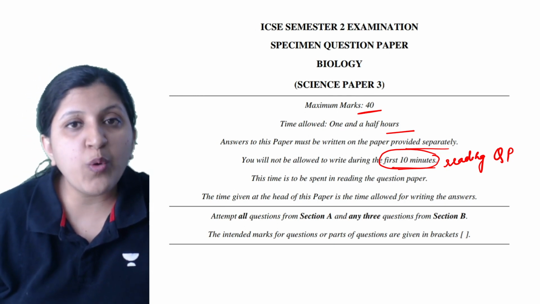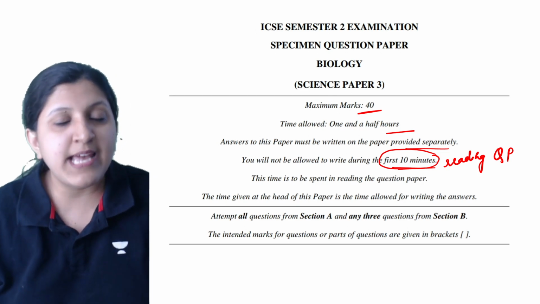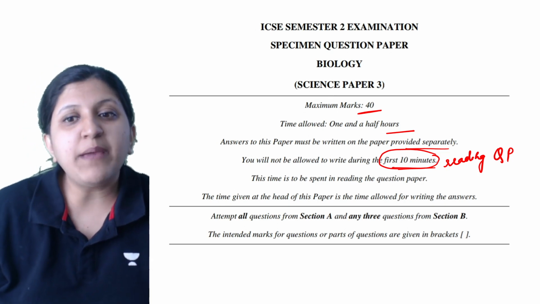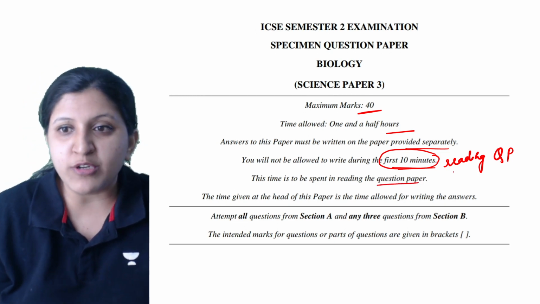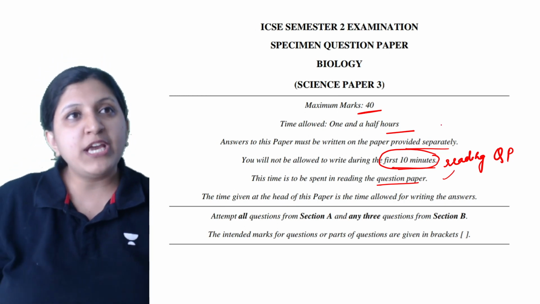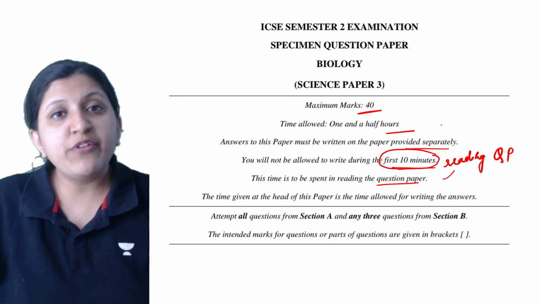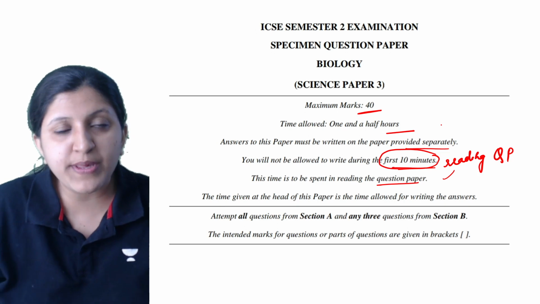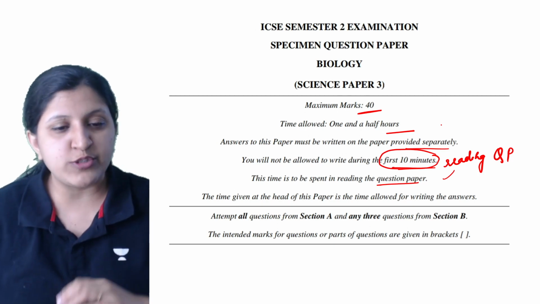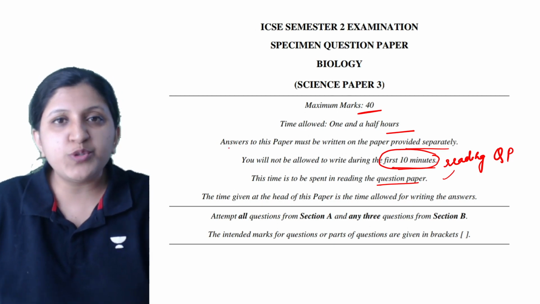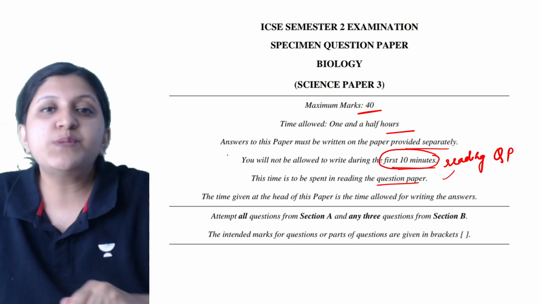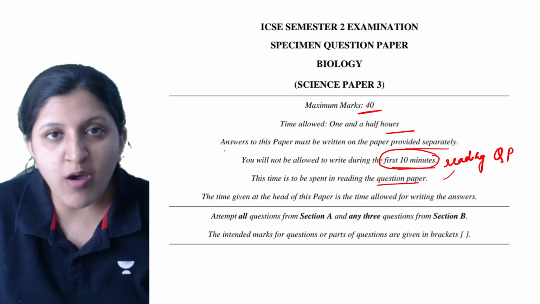So you can read your question paper, and you need to plan and analyze then and there itself which one you are going to attempt first. This time is to be spent in reading the question paper, the first 10 minutes. When you are reading, make sure you go for the questions which you are confident about. You need not write in the order of the pattern. Let's say you don't know question 1, so you can go to question 2, you can go to question 3. Just put the right question number and go for answering it.